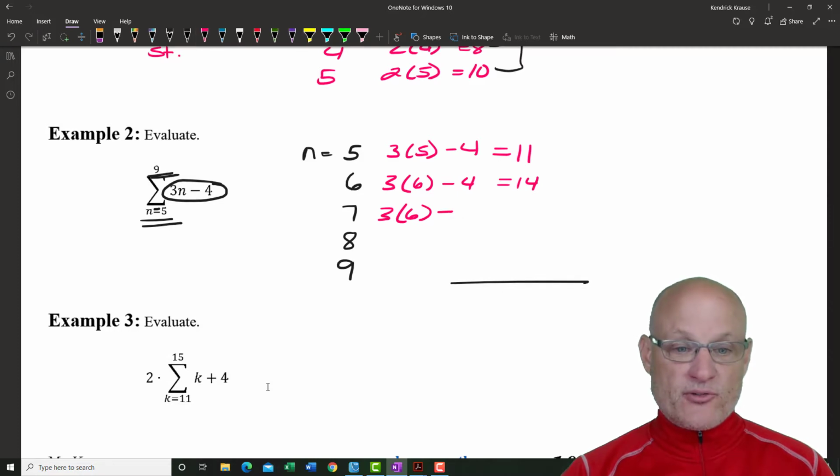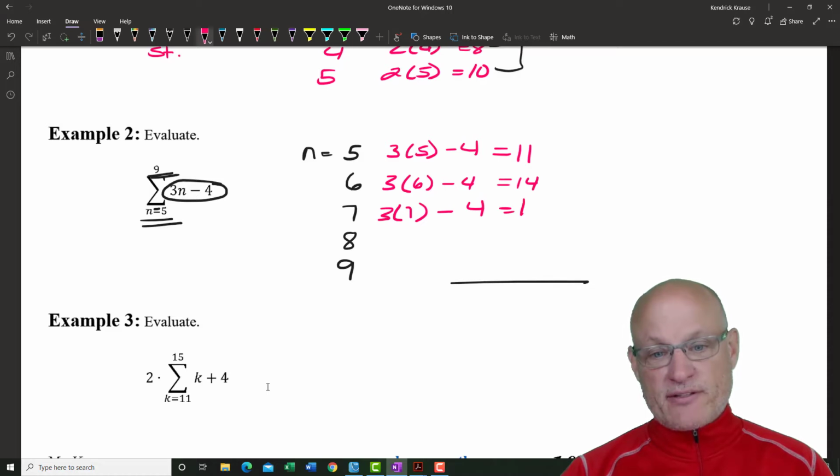Oops, I don't know why I put a 6 in there. I should have put a 7. Couldn't erase just a 6, apparently. Minus 4, so that's 21 minus 4, which is 17. And I think you see we're just adding 3 every time, right?